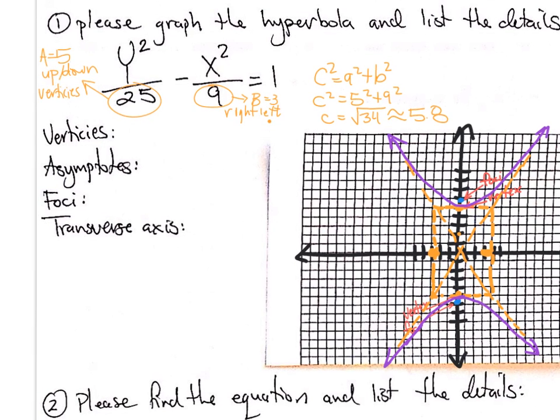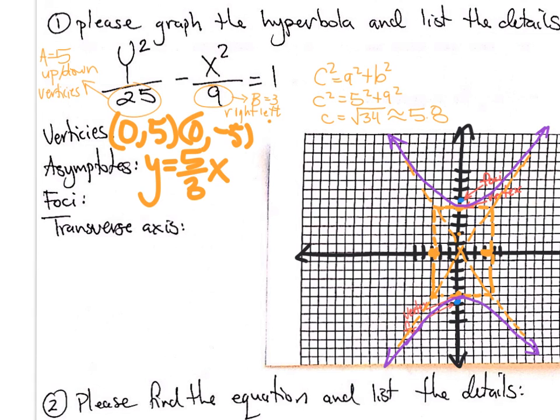Okay, let's list this information. So the vertices are at 0, 5, and is that right? Yeah, we got a y-coordinate of 5 and 0, -5. Our asymptotes are y equals, and so it looks like our slope is 5/3, so we're going to have 5/3 x. Again, y-intercept is 0. And the other one, so y equals 5/3 x, that was this line, and then this line will have an equation, y equals -5/3 x.